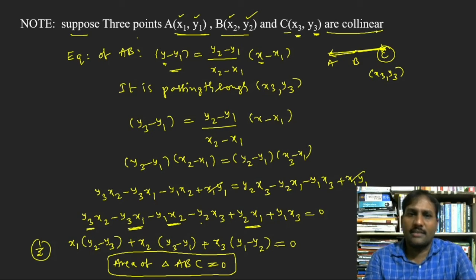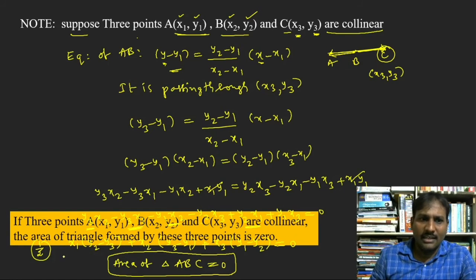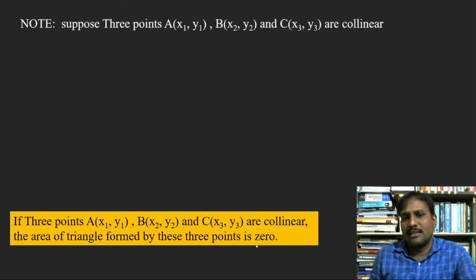Okay, so next. Here clearly they have given, see, if 3 points A (x1, y1), B (x2, y2), C (x3, y3) are collinear, the area of the triangle formed by these 3 points is 0.